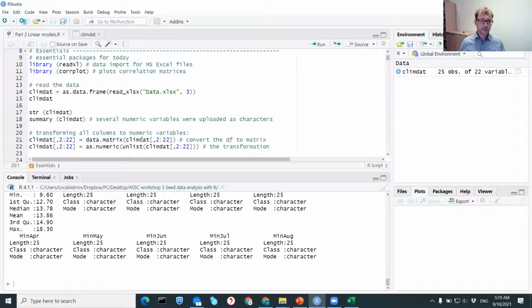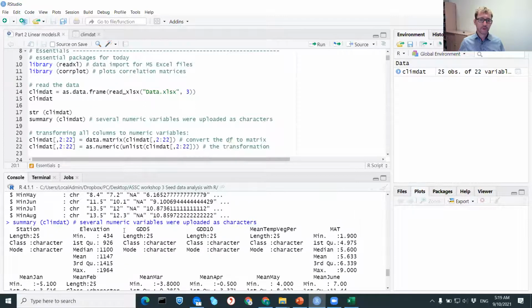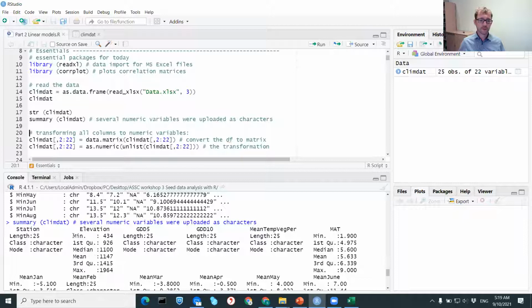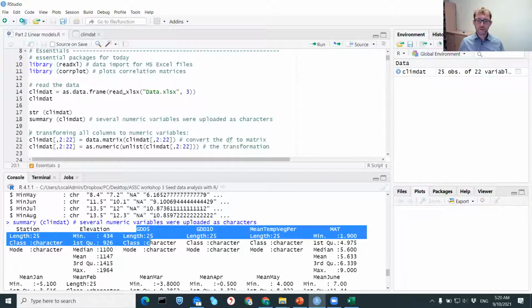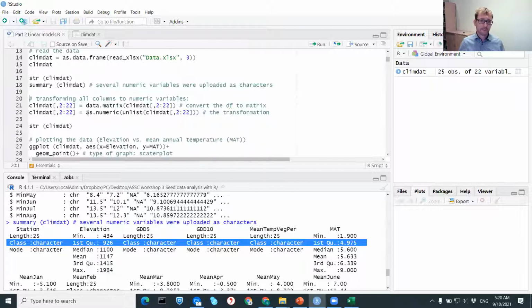You can also see it here when you call summary. This is also a very handy function, providing you some descriptive statistics about your data. For example, elevation: you can see that the lowest elevation in my system is 434 meters above sea level. This is the highest point. But unfortunately, some variables, which are numbers, were recognized as characters, letters.